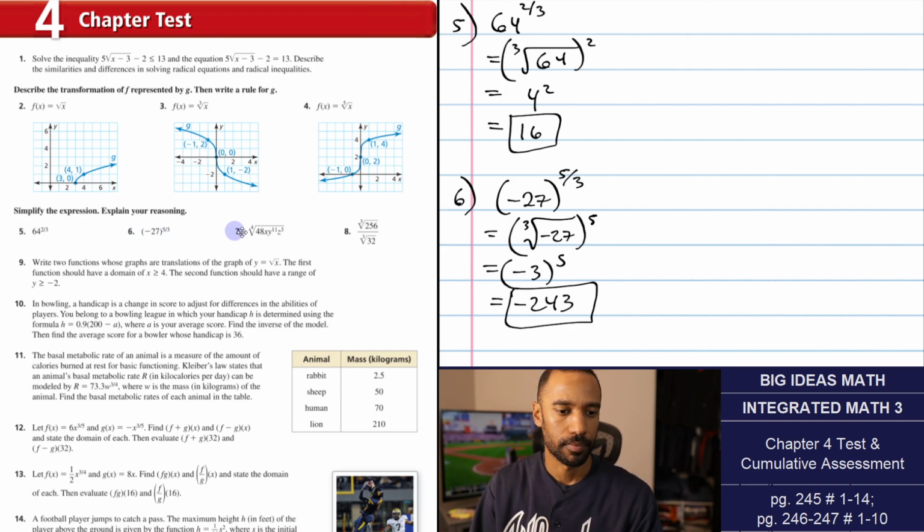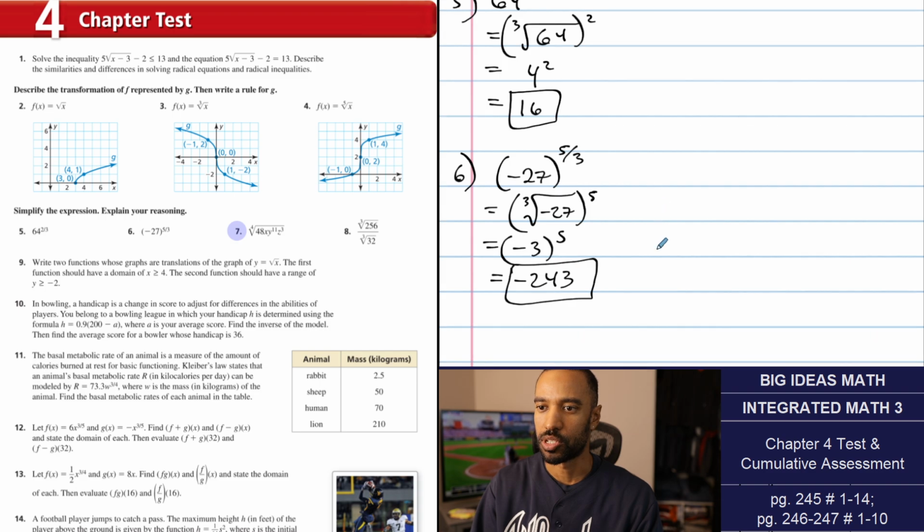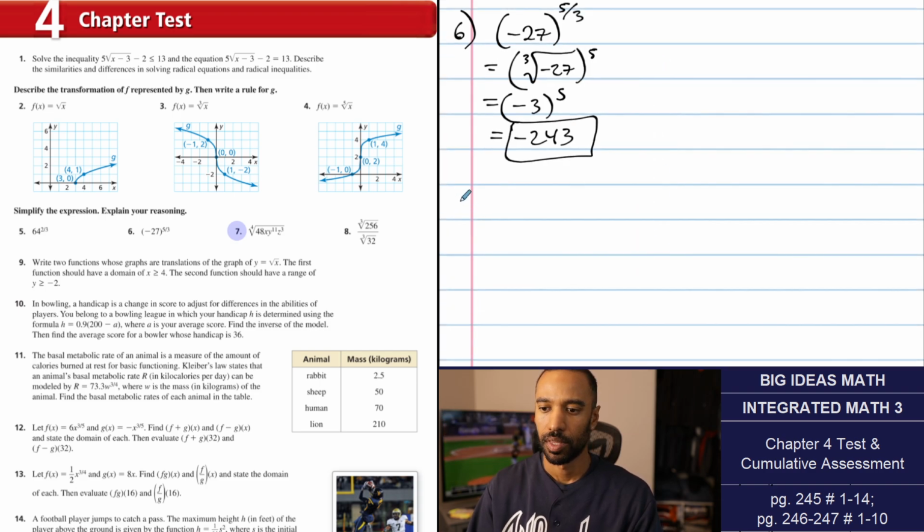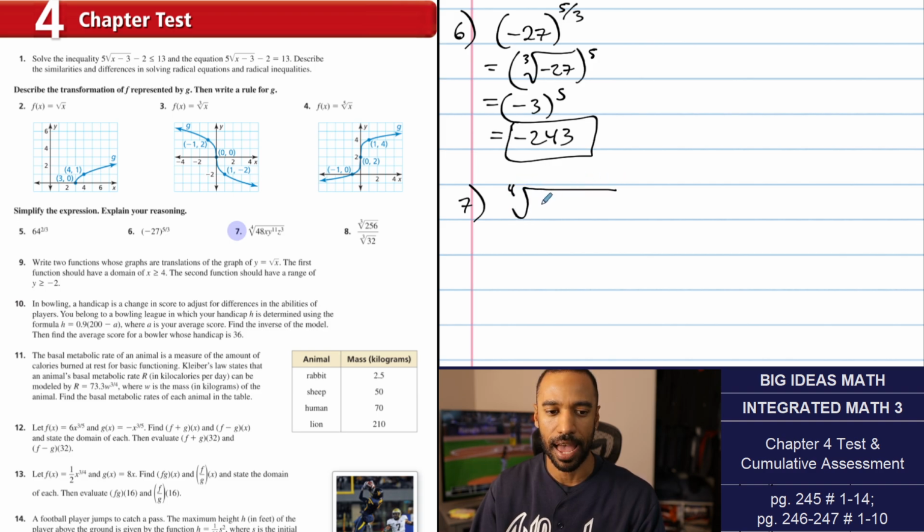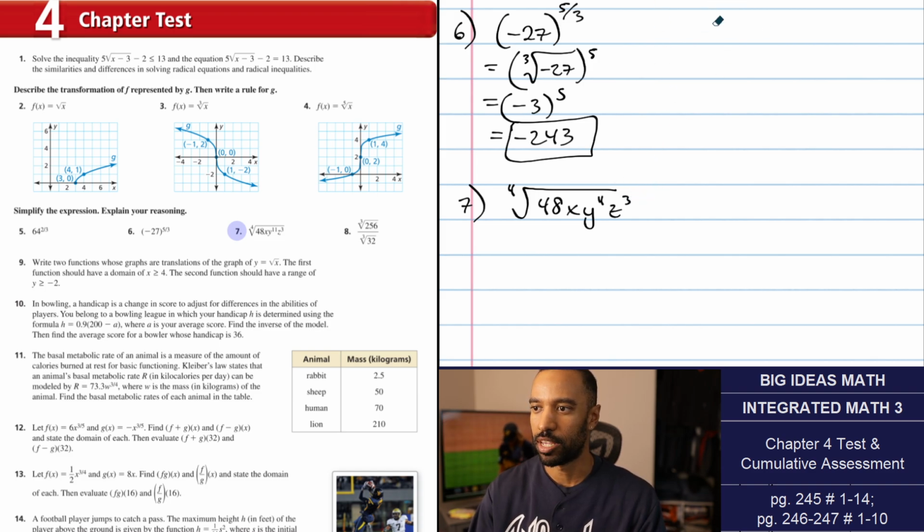Number 7. It never said assume all variables are positive, so keep that in mind in case we have to do something with this to get absolute values with variables. We have the 4th root of 48 times x times y to the 11th times z cubed, and that is an 11 there. I want to be careful because I wrote a 4 on the other part where it's the 4th root. Okay, the 4th root of 48 will be something we've got to break down.